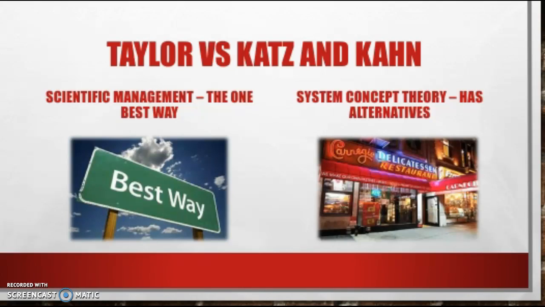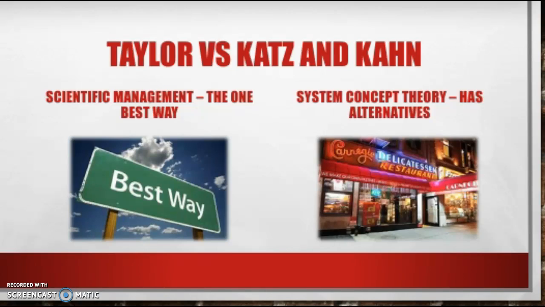And the two images that I've chosen here are the best way, obviously, for Taylor, and then Carnegie's Deli. If any of you don't know, that is the best way to make a sandwich. However, in my argument, the reason I chose the picture of this deli is because under Katz and Kahn's system concepts theory, they accept that there's more than one best way to achieve the same goal.